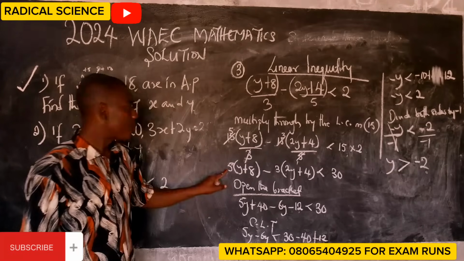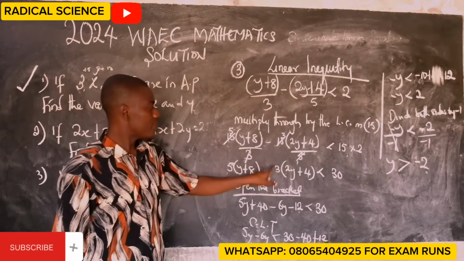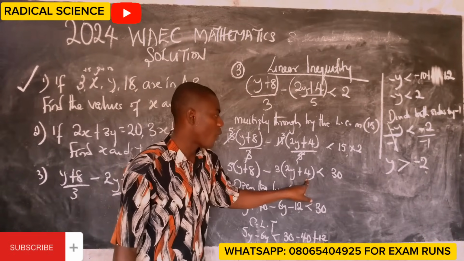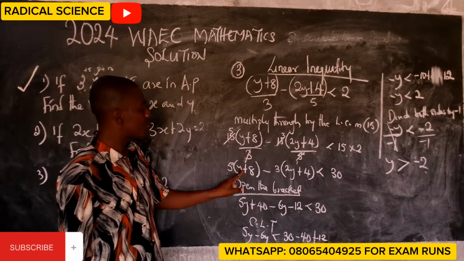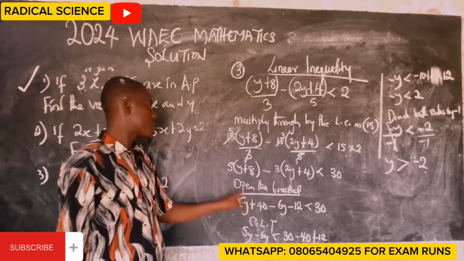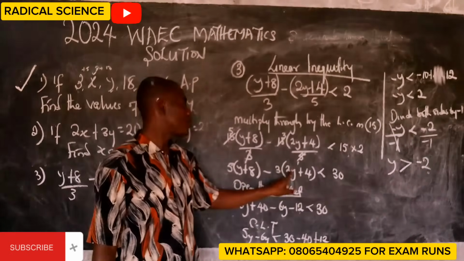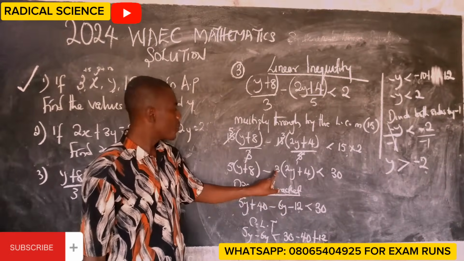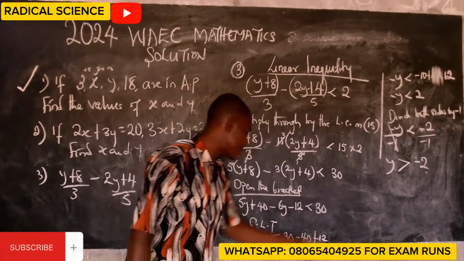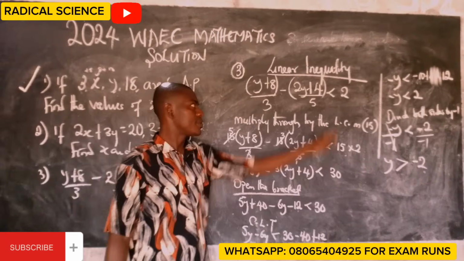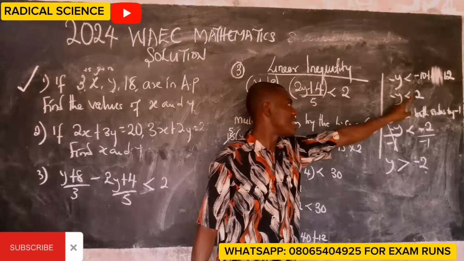I have 5 brackets, y plus 8, minus 3 bracket 2y plus 4 is less than 30. Now, if I open the bracket, I have 5 times y, 5y, plus 5 times 8, 40. I have minus 3 times 2y, minus 6y. I have minus 3 times positive 4, minus 12, is less than 30. Now, in collecting like terms, this is why I have minus y is less than 2.